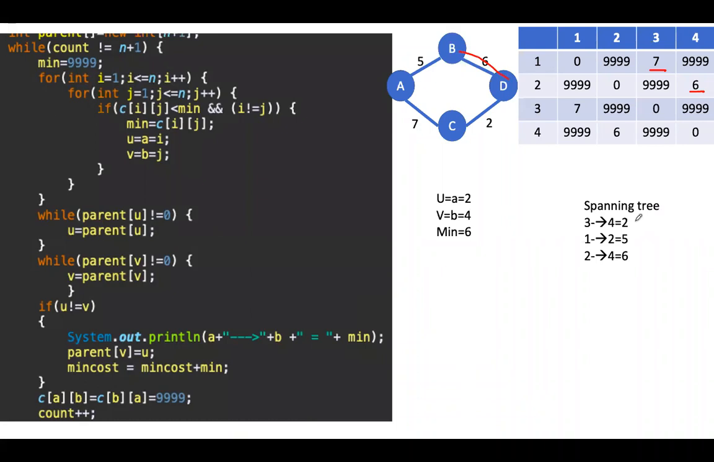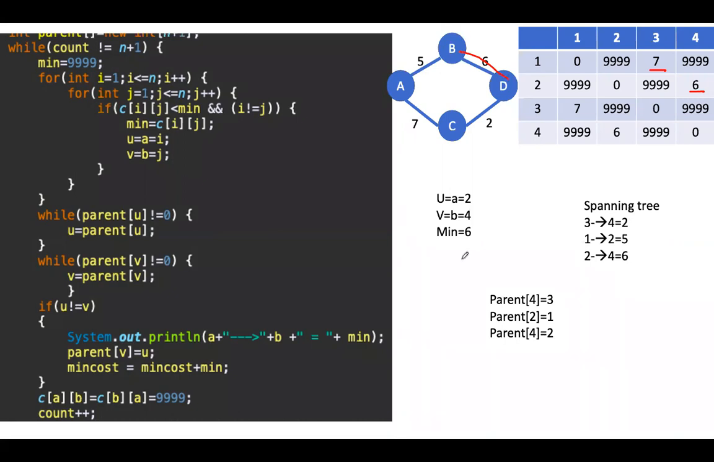Earlier we got 3 to 4, 1 to 2. Now we got 2 to 4. That is the cost 6 with the minimum cost. And parent of 4 is 2. So parent of 4 is 2. Parent of 4, one more time we got 3. And parent of b is 1. So the total cost, if you sum it up, 13 is the total cost for this graph.